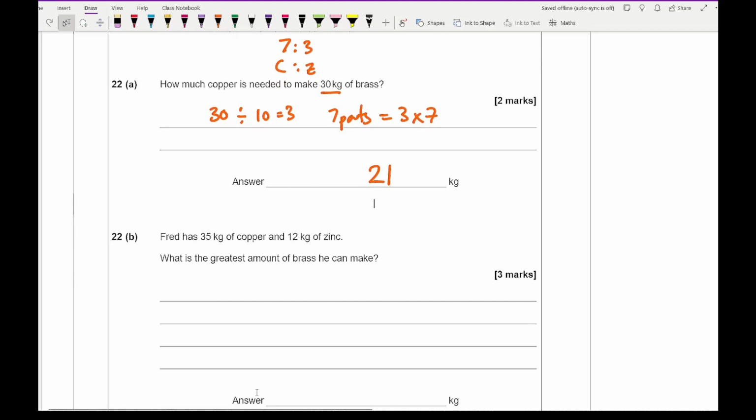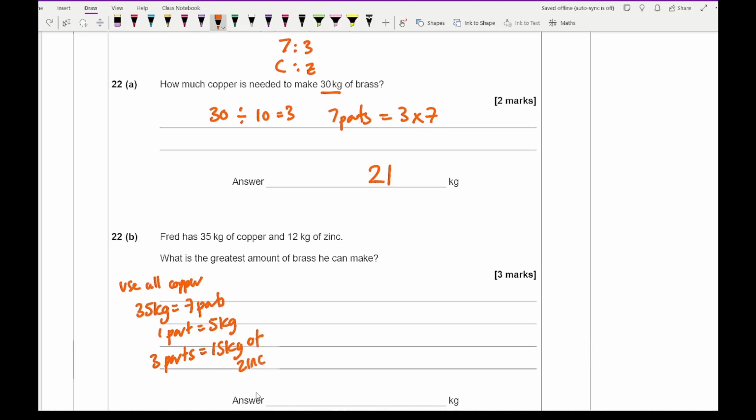Then for question 22b, it says Fred has 35 kilograms of copper and 12 kilograms of zinc. What is the greatest amount of brass he can make? Well, if we use all the copper, then 35 kilograms equals 7 parts. So 1 part equals 5 kgs. And so 3 parts is going to equal 15 kg of zinc needed, which is not enough, but I do have 12.